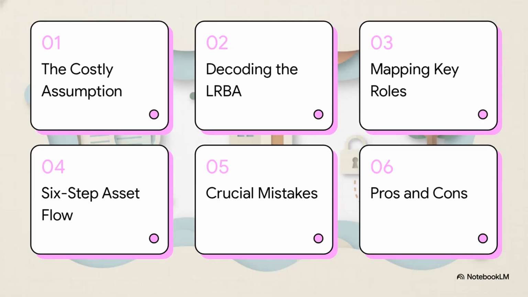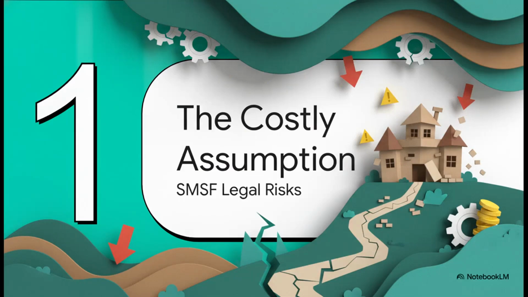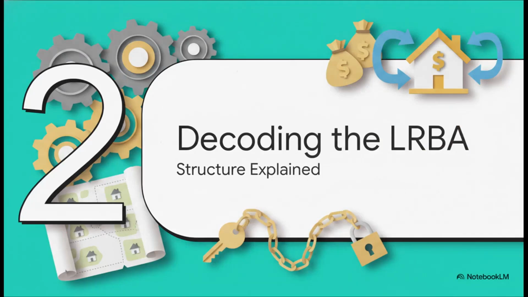So here's our roadmap for today. 1. The costly assumption. 2. Decoding the LRBA. 3. Mapping the key roles. 4. The 6-step asset flow. 5. Crucial mistakes. And 6. The pros and cons. Let's get into it. Starting with Section 1, the costly SMSF assumption. Moving right along to Section 2, decoding the LRBA structure.